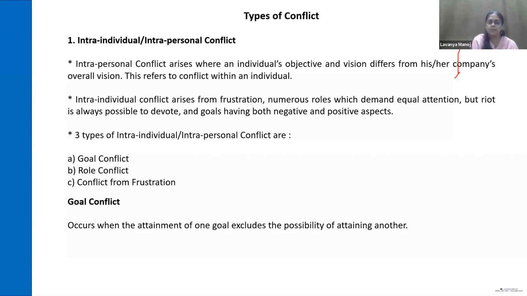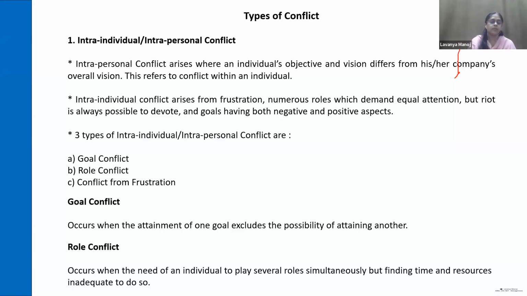If one goal is met, they may fear that the other goal cannot be met, because the total time and energy is spent on one particular goal, and for the other one they don't have enough time, resources, or energy to work on achieving it. So this is goal conflict.